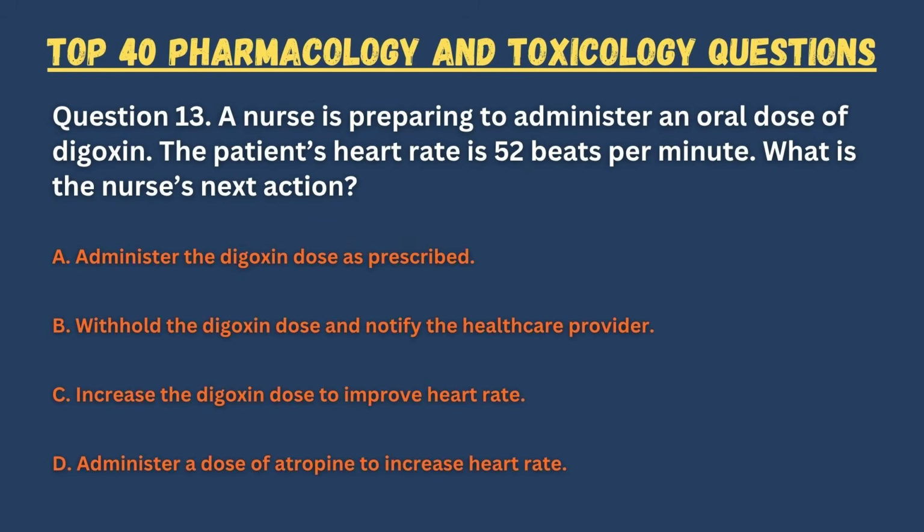toxicity. Question 13. A nurse is preparing to administer an oral dose of digoxin. The patient's heart rate is 52 beats per minute. What is the nurse's next action? A. Administer the digoxin dose as prescribed. B. Withhold the digoxin dose and notify the healthcare provider. C. Increase the digoxin dose to improve heart rate. D. Administer a dose of atropine to increase heart rate.